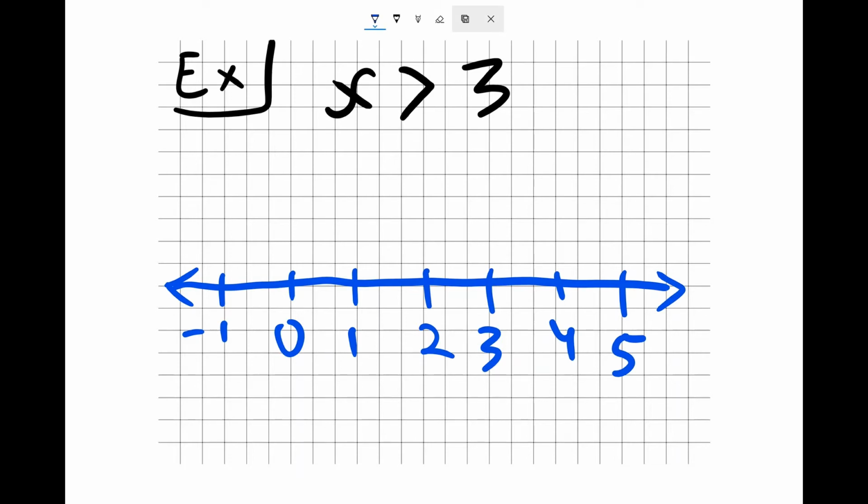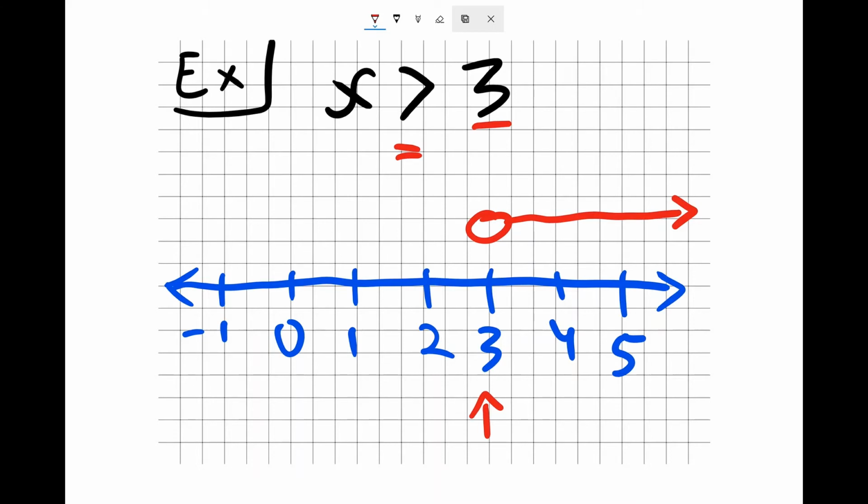Now, there are two things that you want to pay attention to here. First and foremost, the number, and second, the symbol. So we know that our comparison is going to be at 3, and our symbol is greater than. There is no equal to, meaning you're going to have an open circle. If x is greater than 3, that means that all the numbers that are larger than 3 are in your solution set, and the greater numbers are to the right. So your graph will look like that.